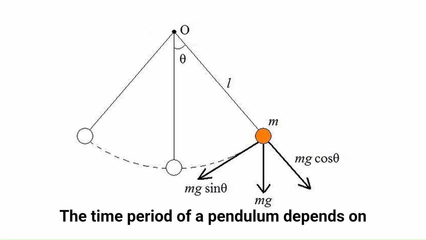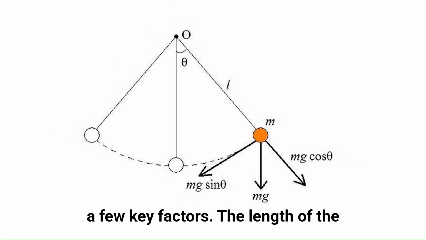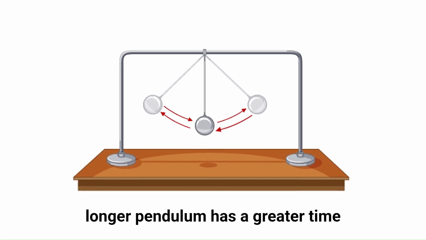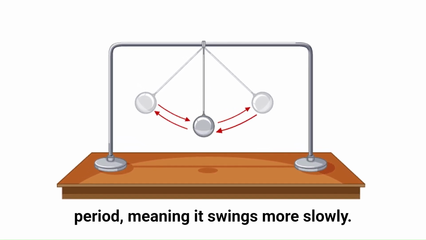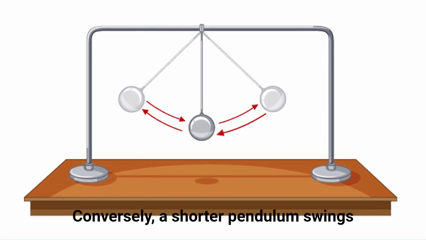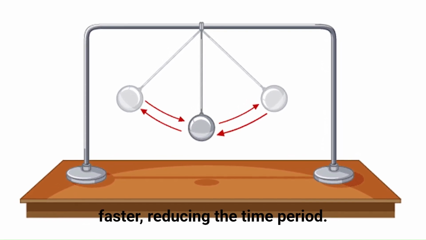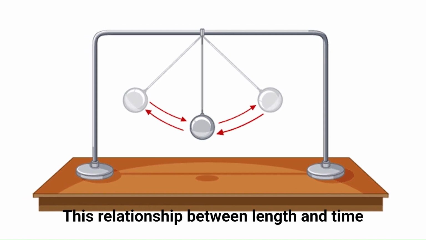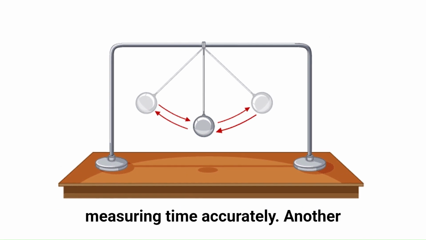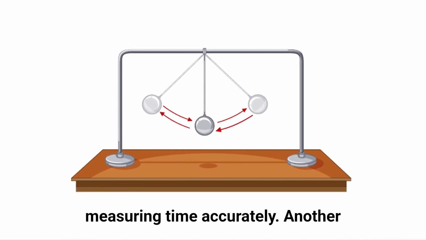The time period of a pendulum depends on a few key factors. The length of the string plays the most significant role. A longer pendulum has a greater time period, meaning it swings more slowly. Conversely, a shorter pendulum swings faster, reducing the time period. This relationship between length and time period is crucial in designing clocks and measuring time accurately.